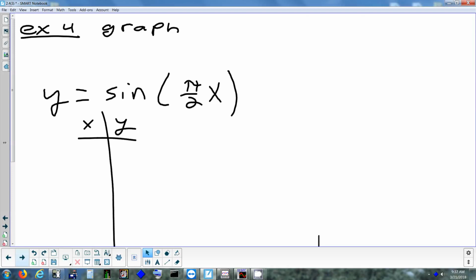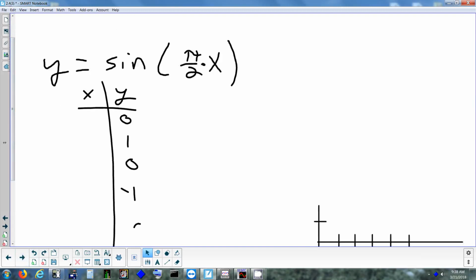Nathan. How's it going? Good, how are you? Good. What kind of transformation is this? I sure hope it's a period change. It's a period change because we've got multiplication inside the parentheses. If you put the multiplication in front, you just made it an amplitude change. All right. Hopefully by now we already know what stays the same. It's the y's: 0, 1, 0, negative 1, 0. The first x is always 0.